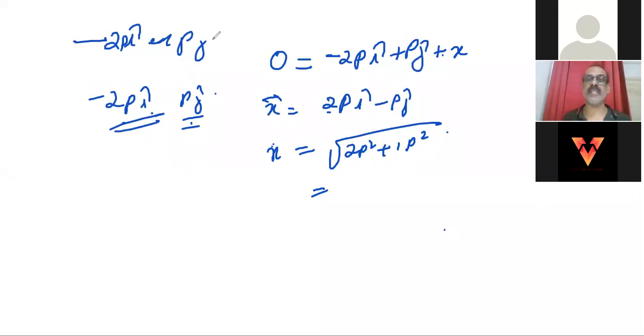2p squared plus 1p squared, right? Yes, sir. So that will come 4p. Sir, no, it will be 5p, sir. 5p, right? Just a minute, one minute. X is equal to 2pi minus pj. 2pi minus pj. Then 4p.